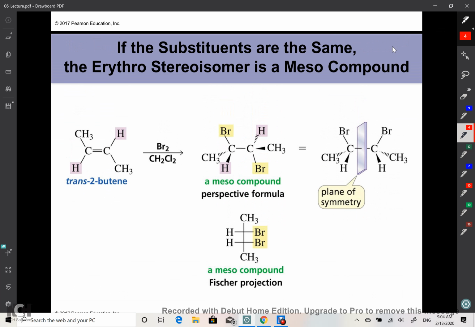For anti-addition, if your reagent is a trans, then the product will be erythro. But for a syn addition, if your reagent is a trans, your product will be trans. Does that make sense?